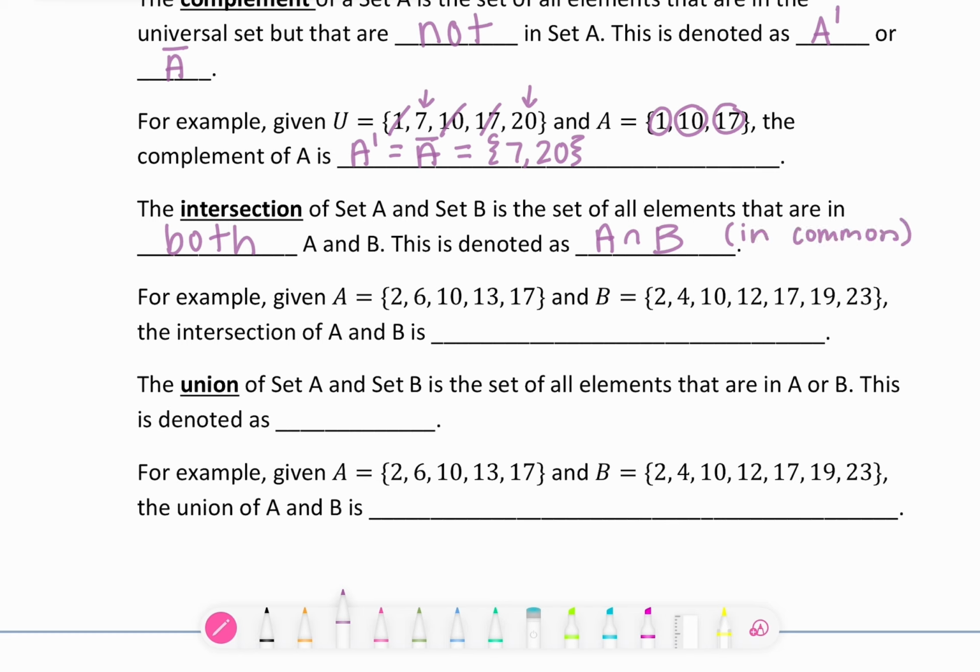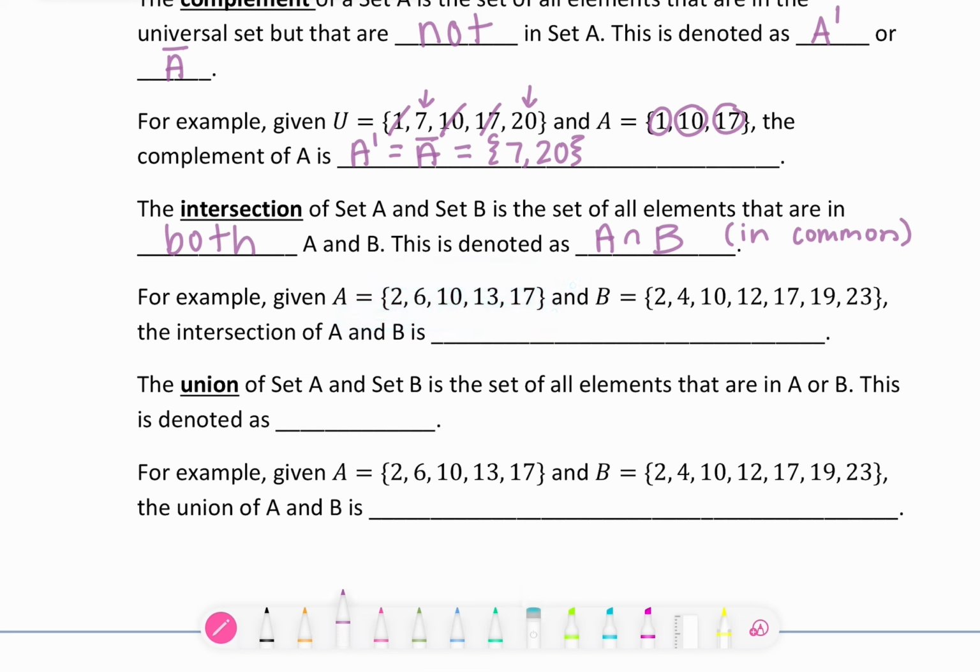Okay, so for example, given A equals, and I have a set there, and then B equals, I have another set, we're going to find the intersection of them. What do they have in common? So I usually start with my smaller set, and I just start looking in order. So I would start here because the set looks like it has fewer numbers, and I would just go in order and see if the numbers in A are also in B.